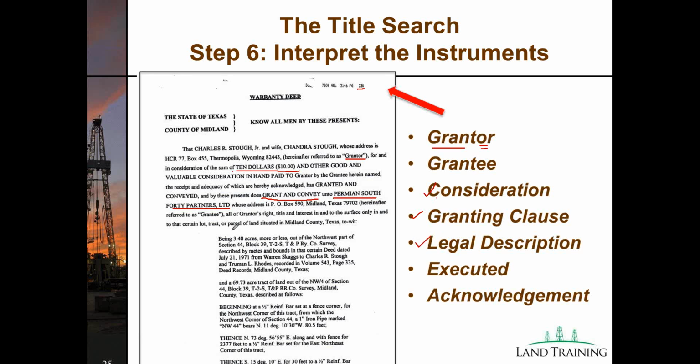And then I'm going to check the legal description. I've got two separate legal descriptions here, 348 and 6973. I'm going to make sure that that's in the block that I'm looking at.